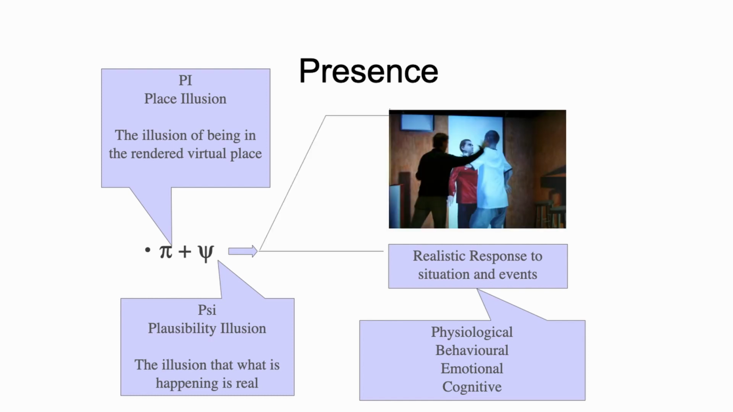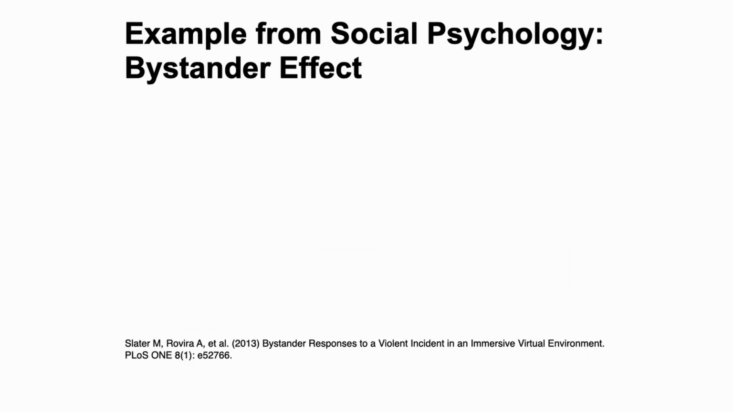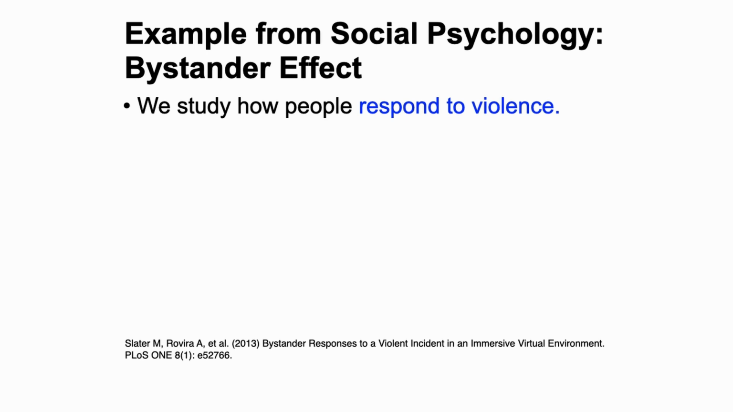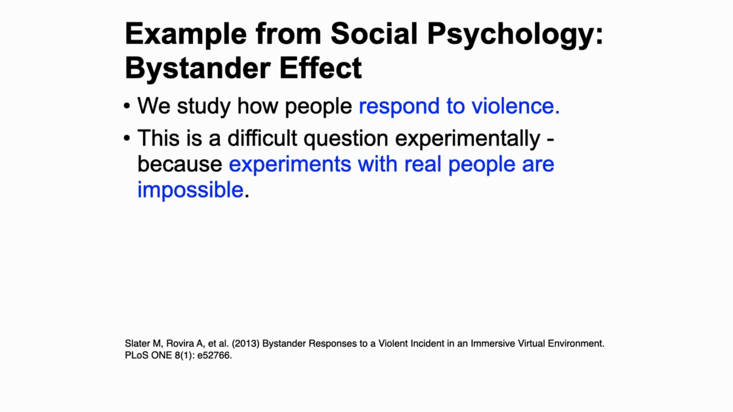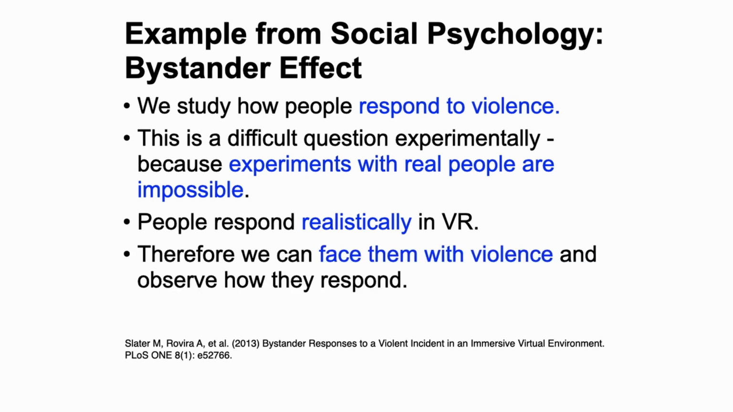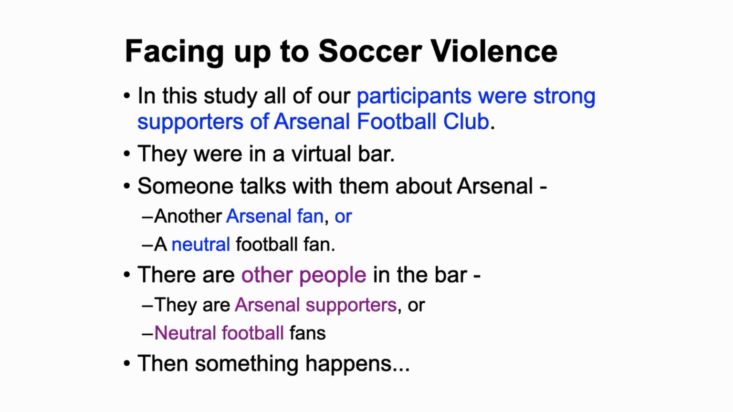And we'll move on to an example of this now. So this is an example from social psychology called the bystander effect. Here we study how people respond to violence, and experimentally this is something very difficult to do because experiments with real people in the context of violence is just not ethically possible or practically possible. But if people respond realistically in virtual reality, then you can do it. So we can face people with violence in a virtual reality and observe how they respond rather than just give them a questionnaire about how they think they might respond.